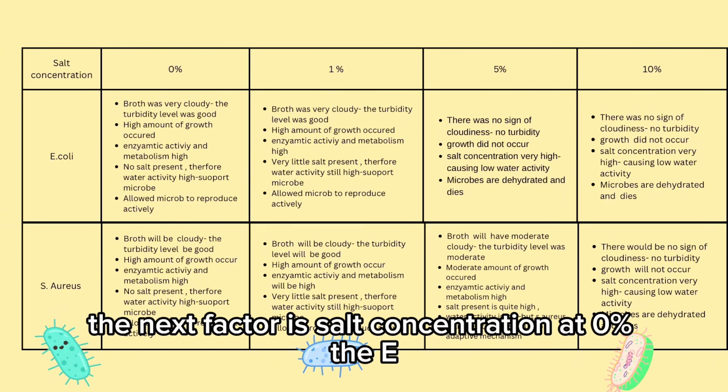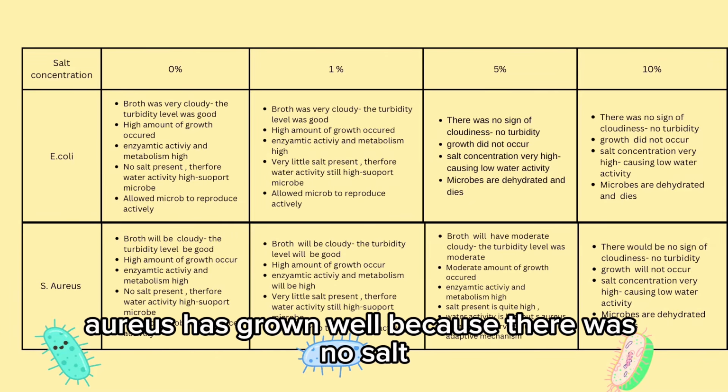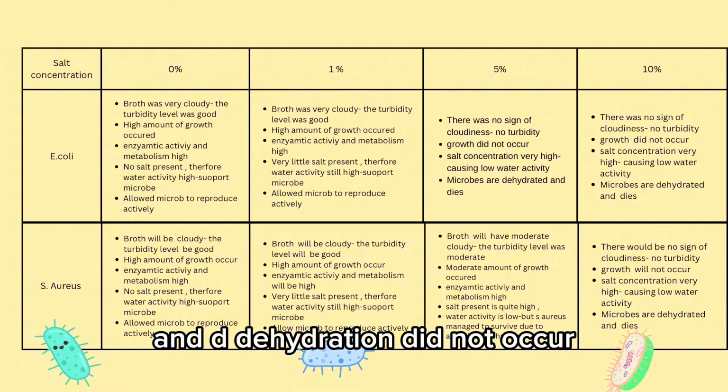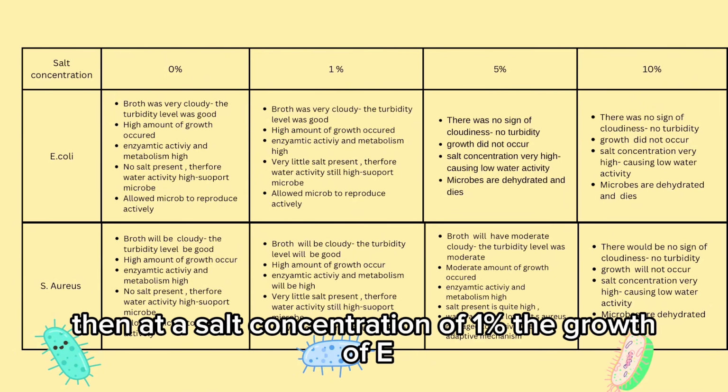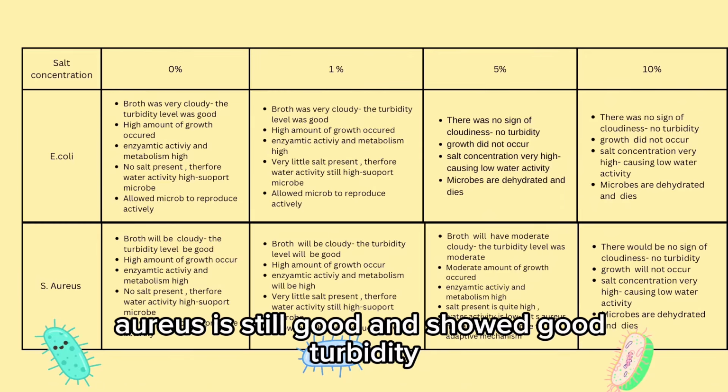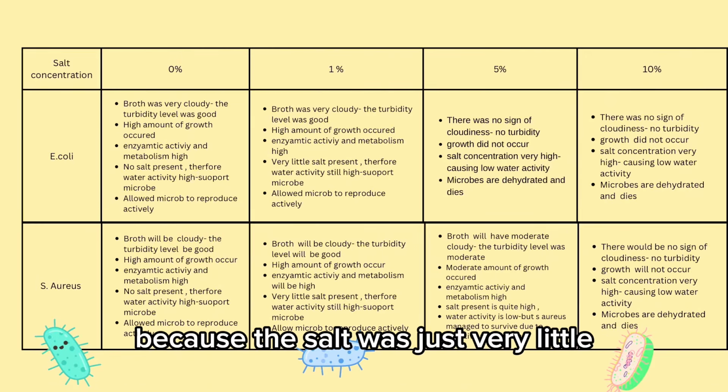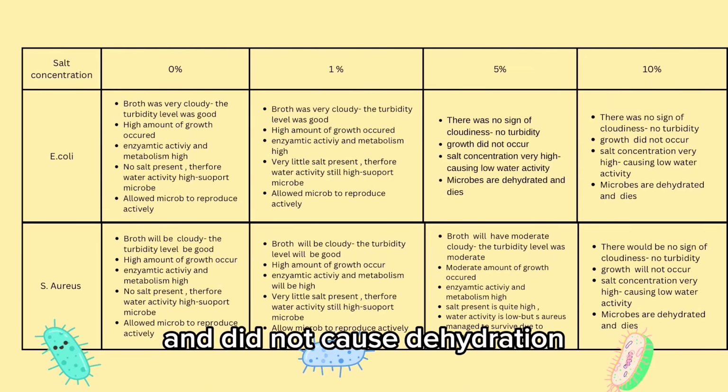At 0%, the E. coli and S. aureus have grown well because there was no salt and dehydration did not occur. Then at a salt concentration of 1%, the growth of E. coli and S. aureus is still good and showed good turbidity because the salt was just very little and did not cause dehydration.